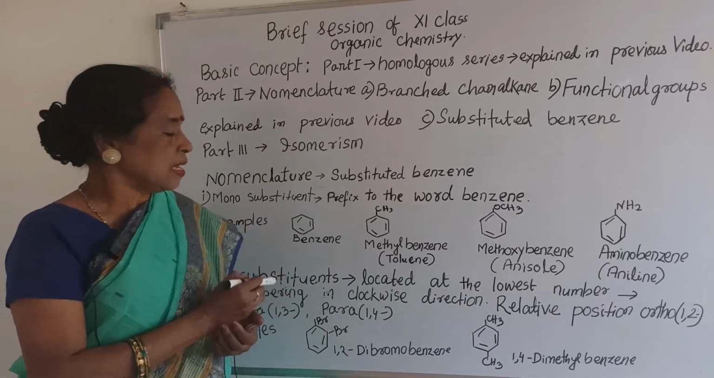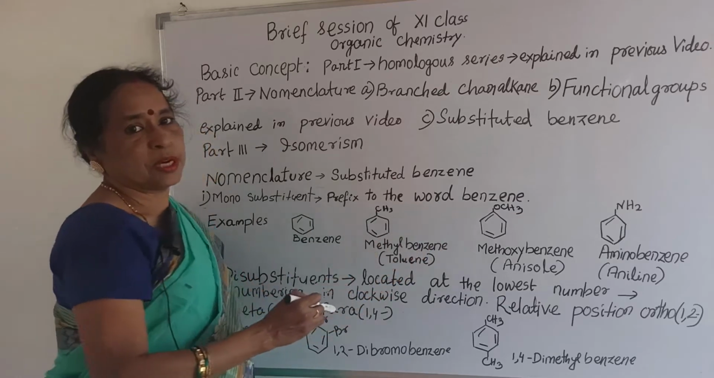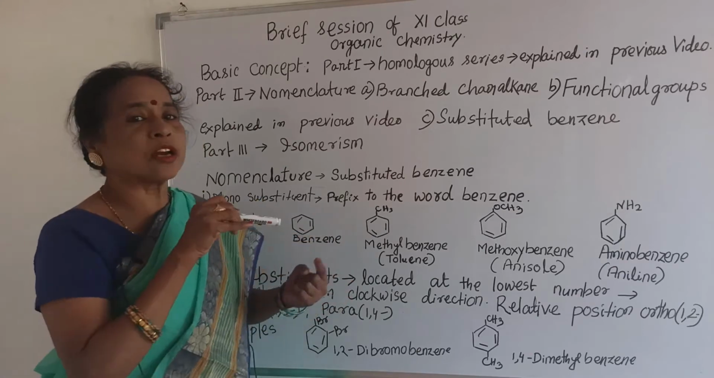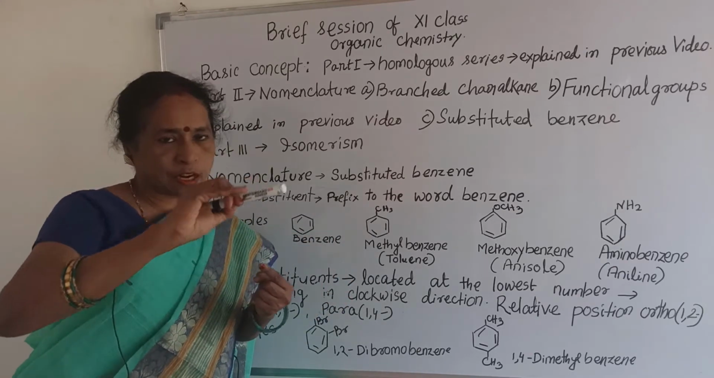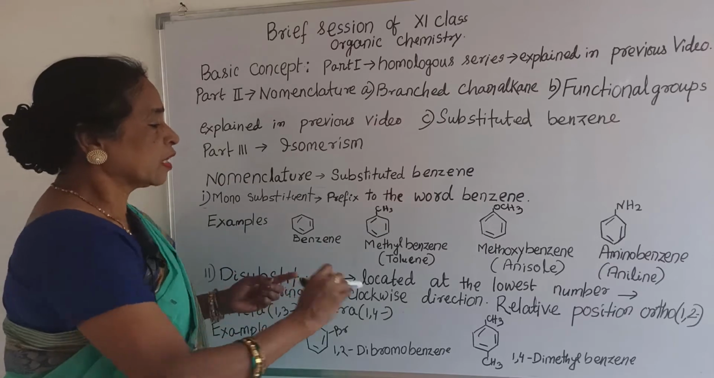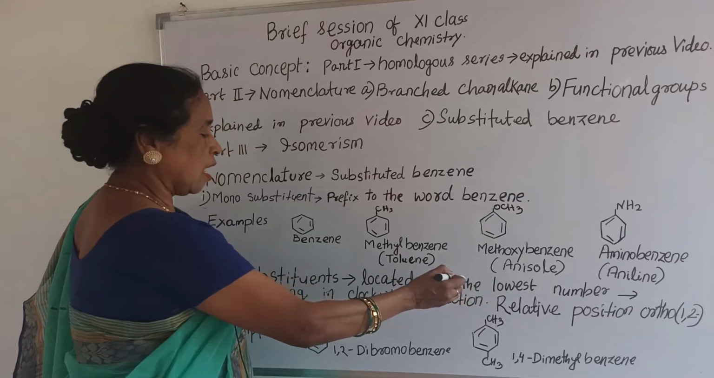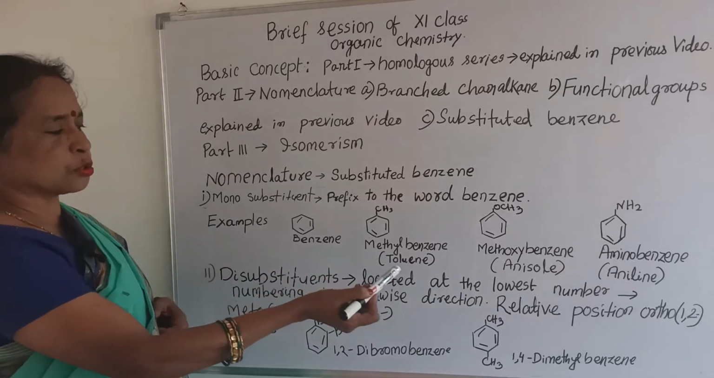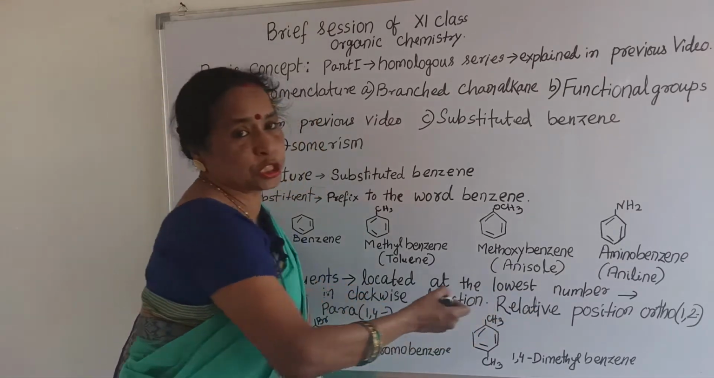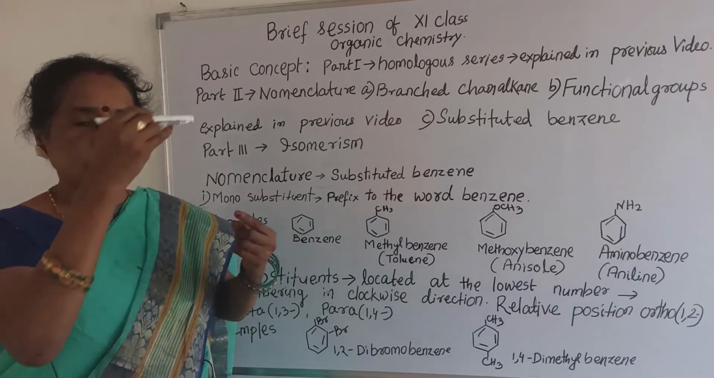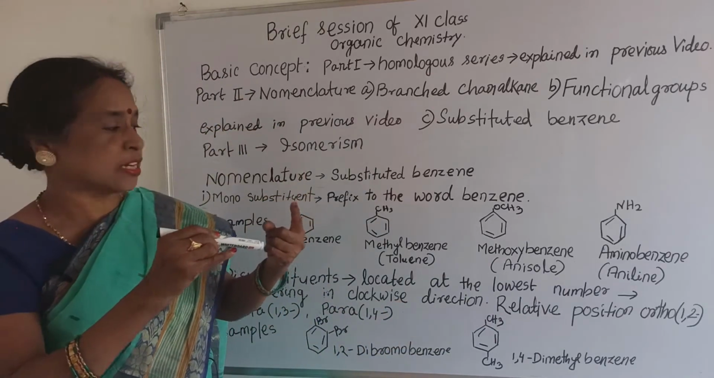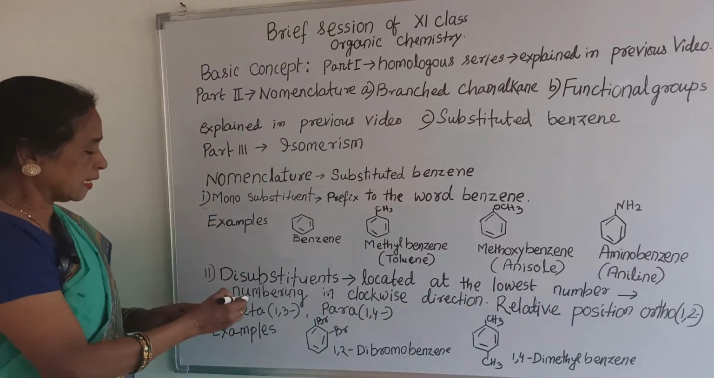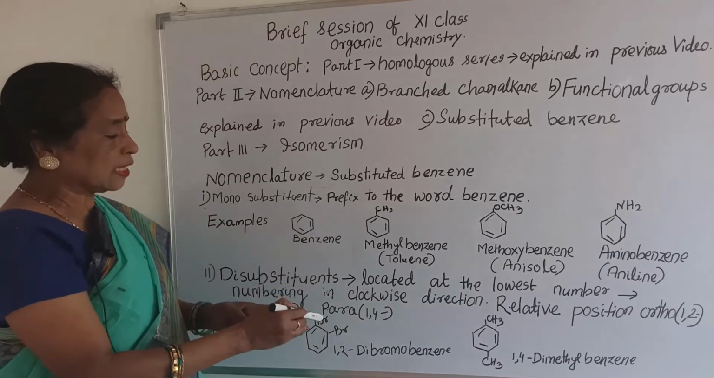Then we observe that they should be located at the lowest numbers. The numbering is done in the clockwise direction, that is the first point. The second point is that the locations should have the lowest numbers. You can also know the relative positions. If the substituents are at positions 1, 2, that is called ortho. If 1, 3, that is called meta. If 1, 4, that is called para.